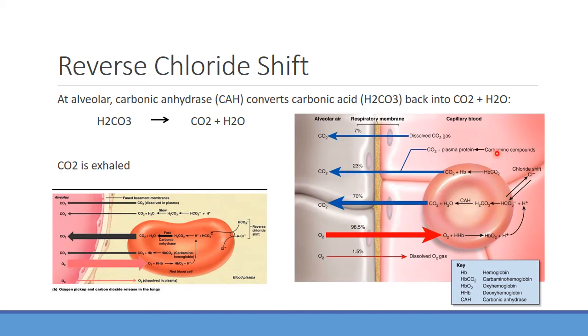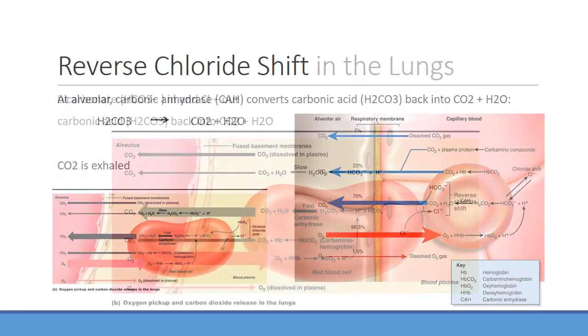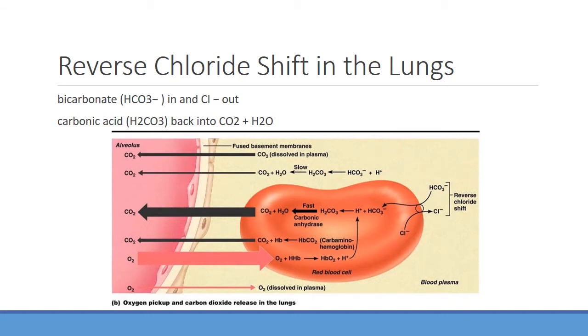You also notice that carbamino compounds will then dissociate into carbon dioxide and a simple plasma protein, and that can also be expelled into the alveoli as well. And then just the dissolved CO2 is going to be traveling. So again, all this is traveling along this concentration gradient. It's going from higher pressure to lower pressure out in the alveoli. Whereas at the site in the lungs, you're going to have the O2 distributing over to form that oxyhemoglobin. So again, reverse chloride shift in the lungs, you're going to have bicarbonate coming in, chloride flowing out. Carbonic acid is going to then get formed back into CO2 and water. CO2 can then exit through the alveoli.